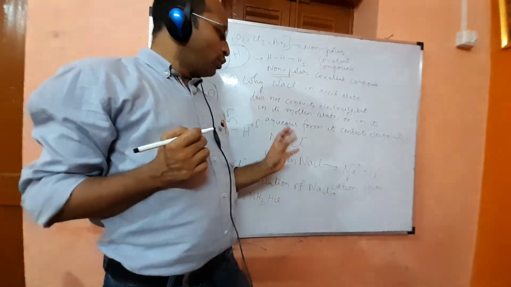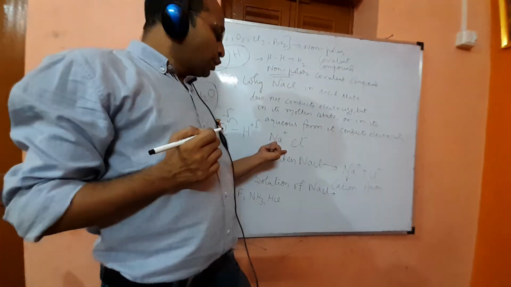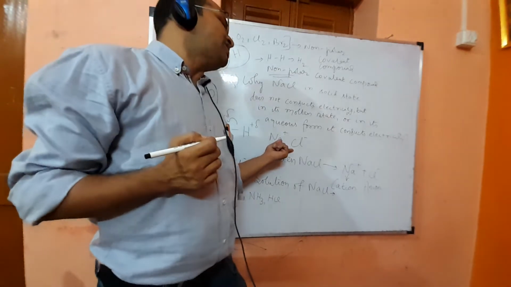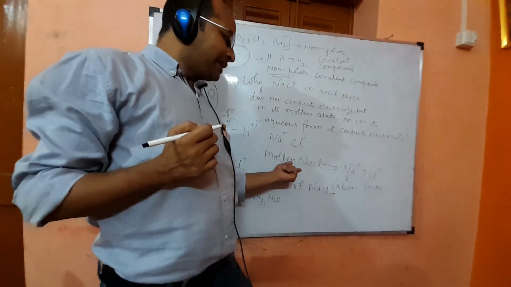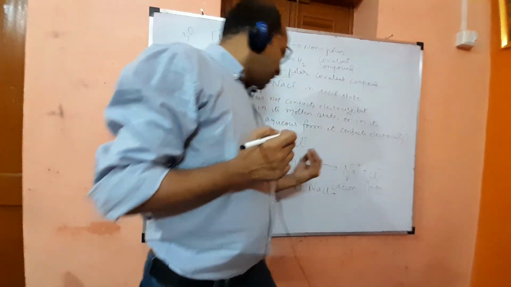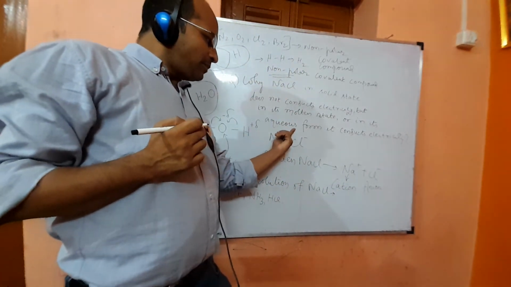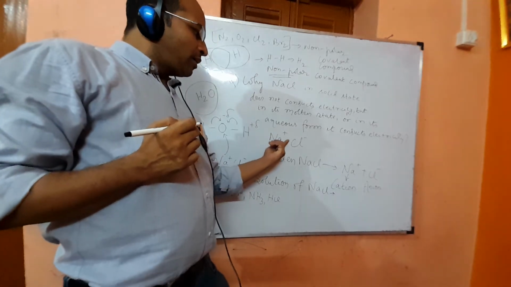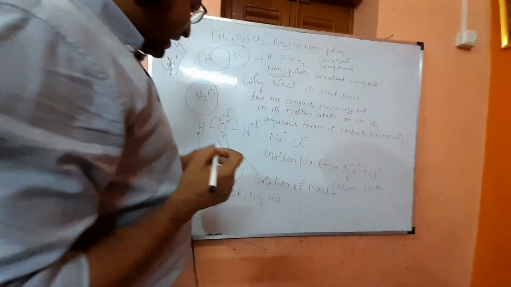Now I hope you understood why NaCl in solid state does not conduct electricity, because the ions are not free to move, as the force of attraction between sodium and chlorine is very strong due to the presence of oppositely charged cations and anions. But when we melt it, due to the heat energy, the force of attraction is weakened. The sodium and chlorine are broken apart, and another method is by dissolving NaCl in water.